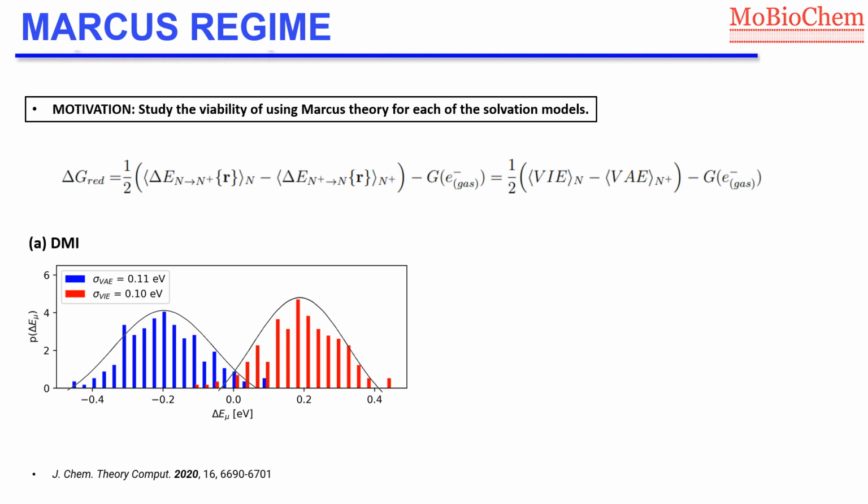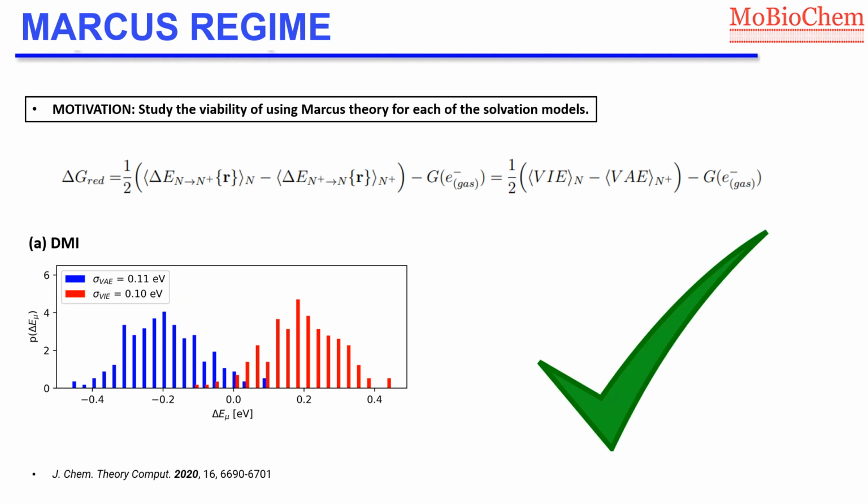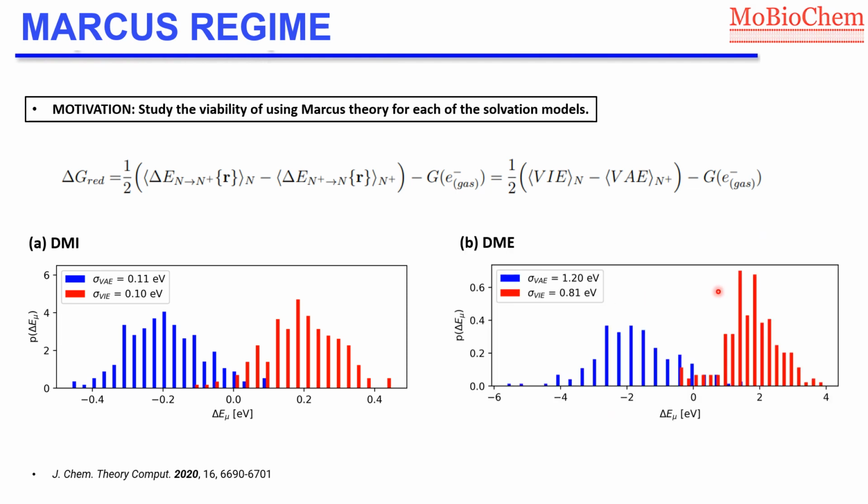In order to check if the system follows a Marcus regime, the distributions of vertical ionization energy and vertical attachment energy must have the shape of Gaussian functions. In addition, the standard deviations of both average values must be equal to one another. So, for the case in which COSMO is applied, the system follows this Marcus regime, and so Marcus theory can be successfully performed. Again, this test can be expanded to the explicit solvent model.